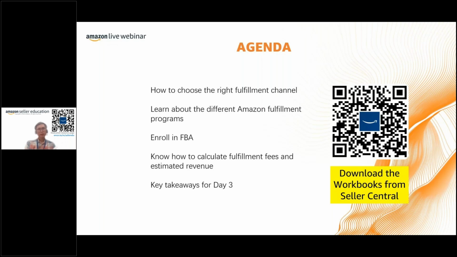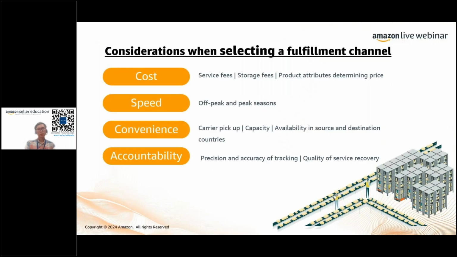So to start off, these are typically the considerations when you want to select a fulfillment channel. Things like the cost, the speed, the convenience, and then the accountability. All right. So this will have an impact on what kind of fulfillment channel you are going to use to actually fulfill your product and send it to your customers.